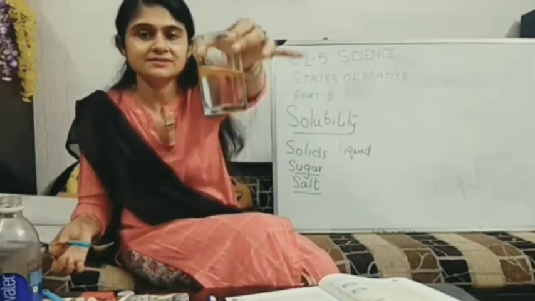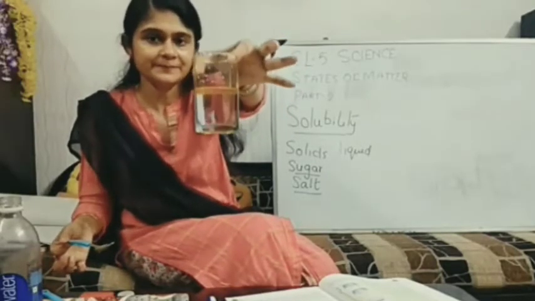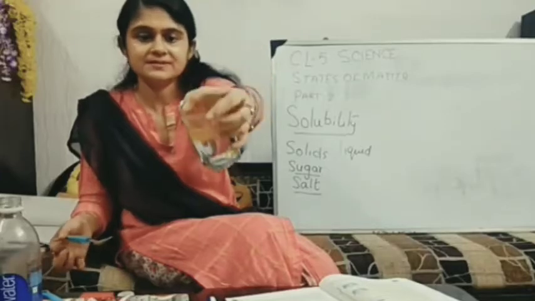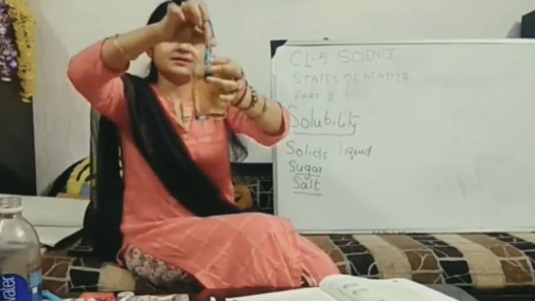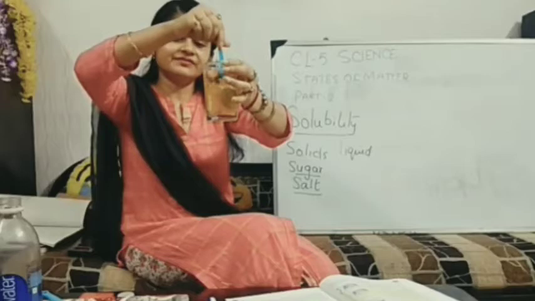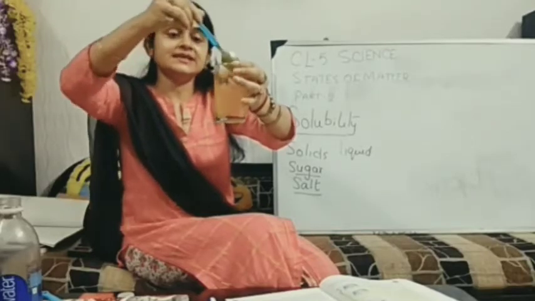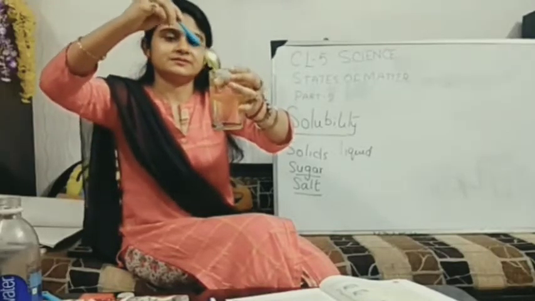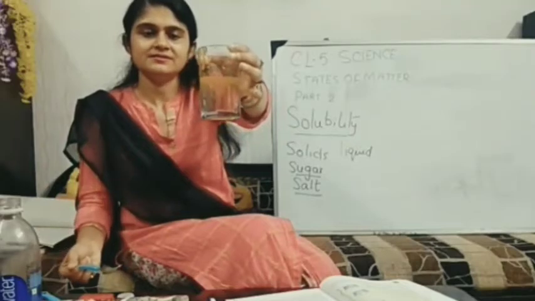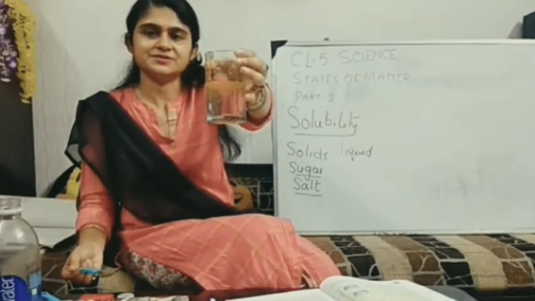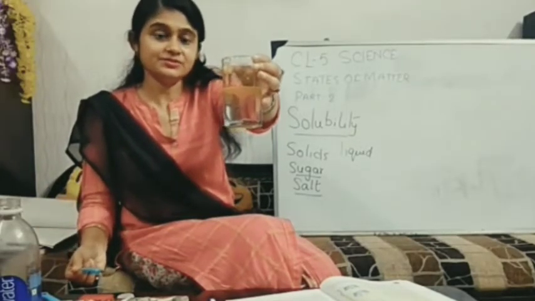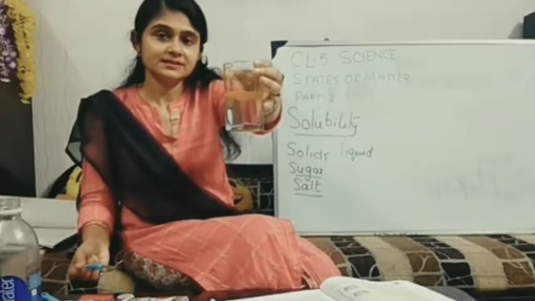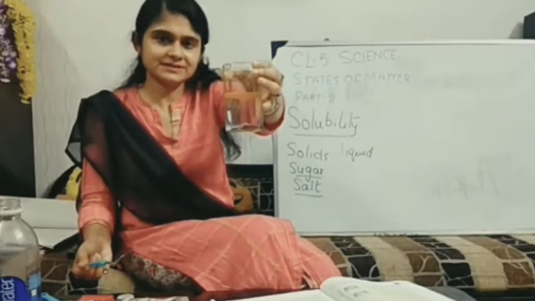Can you see it, class 5? Is it okay? See here, again I will do. See, again I will stir this. But it will not get mixed. Insoluble substance, okay? See, again it will come back to its own position. Clear? So you have seen the examples, instant examples I have shown you.